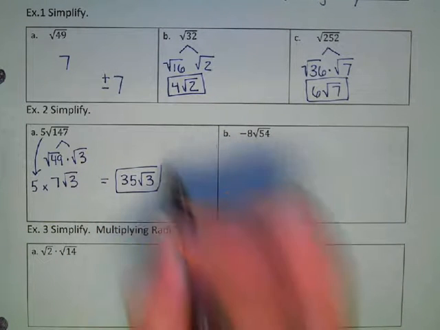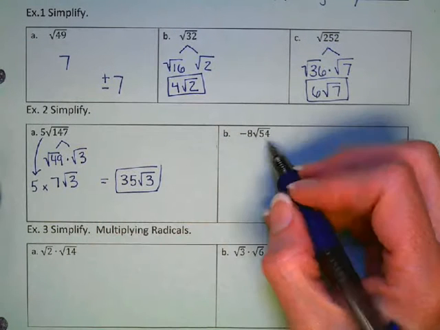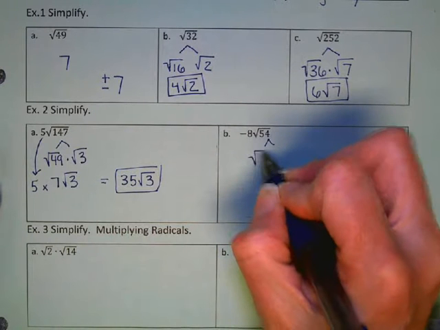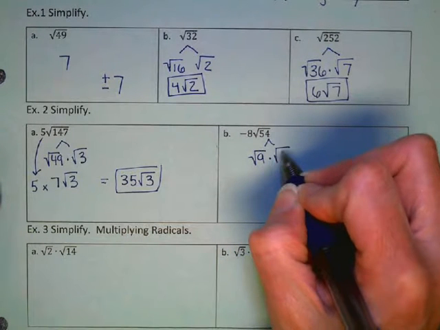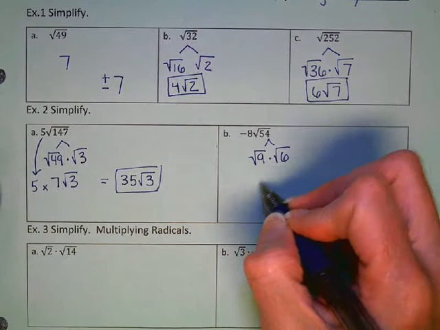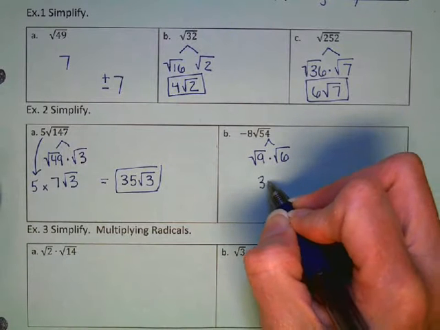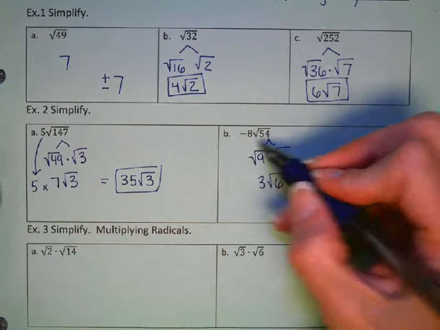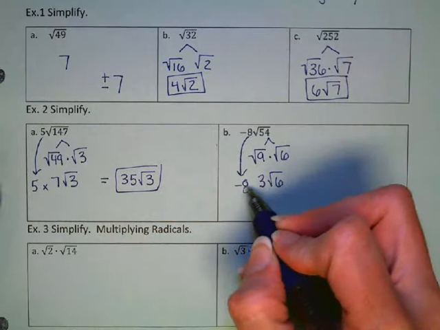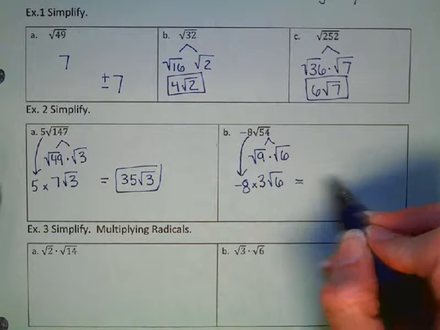So let's take 54. 54 divided by 4, that doesn't work, so 54 divided by 9, that's 6. So I'm going to do 9 times 6. That's 54. The perfect square 9, when you square root 9, you get 3. Bring down your square root 6. And if there's a number in front, it comes down and you multiply it. So my answer is negative 24 square root 6.